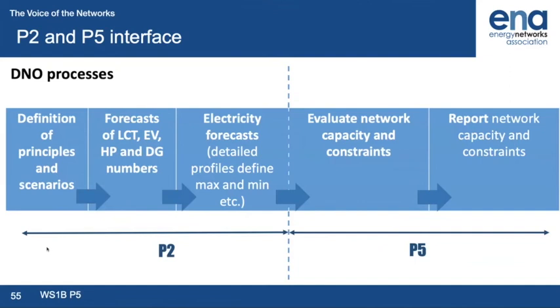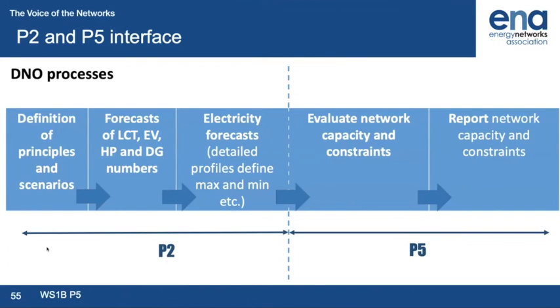Effectively, Workstream 1B Product 5 picks up where Hadi's Product 2 stops. And Hadi explained that Product 2 is looking to standardize the definition of future scenarios and those forecast parameters, such as the numbers of electric vehicles and heat pumps and DG capacity and efficiencies. And Product 2 then is looking at how those are converted into electrical forecasts, such as how much demand and how much generation there could be in the future.